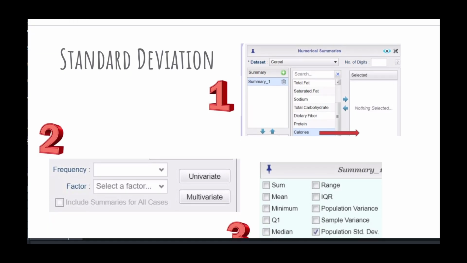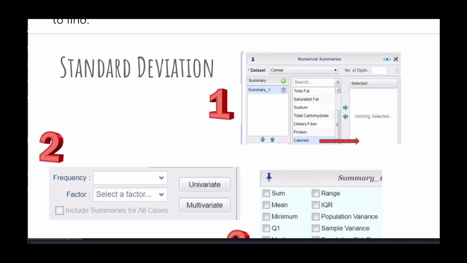So first you make sure your data is entered, and then you go to analytics and you choose numerical summaries, and then you choose the variable that you are interested in finding the standard deviations for. In this case, we chose calories, and we moved it from the center column over to the selected column.